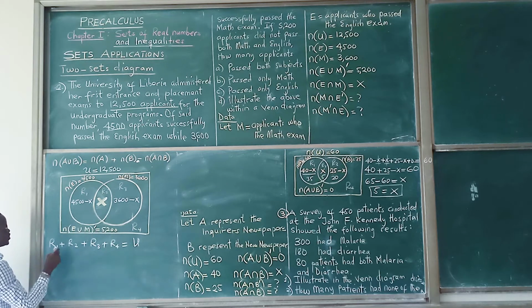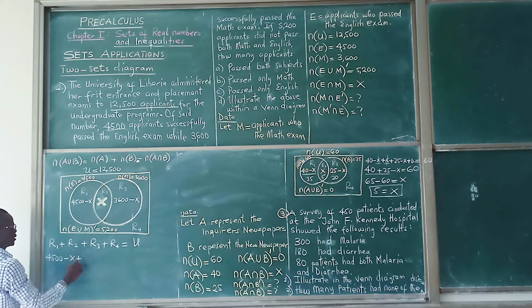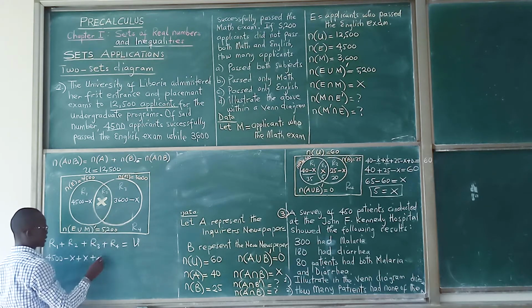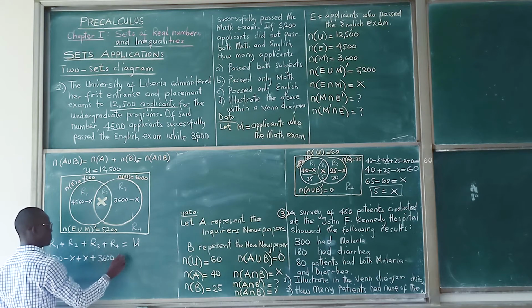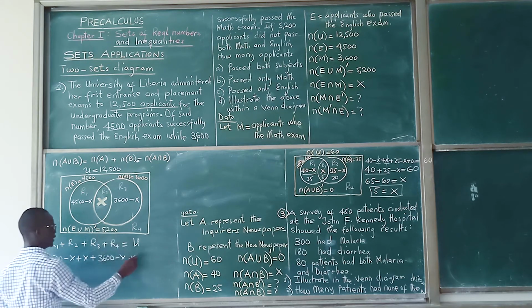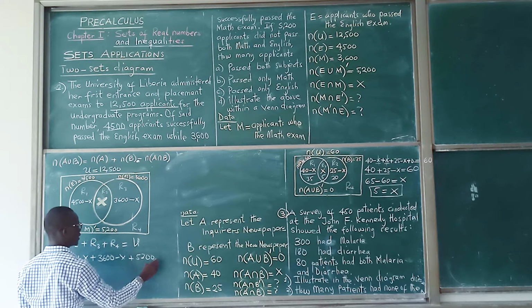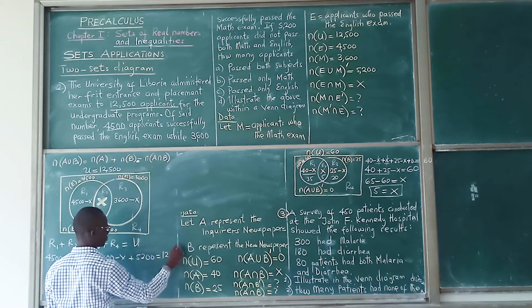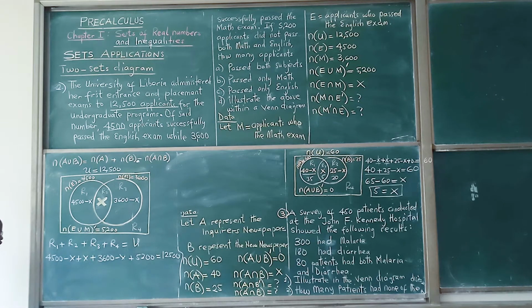So what is region 1? Region 1 is 4,500 minus x, region 2 is just x, region 3 is 3,600 minus x, and region 4 is 5,200, all equals 12,500. So we solve for x now. This x and this x cancel.